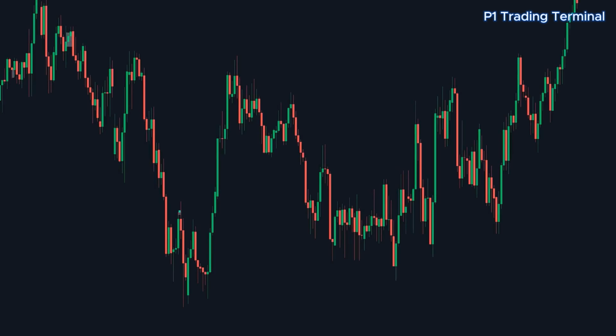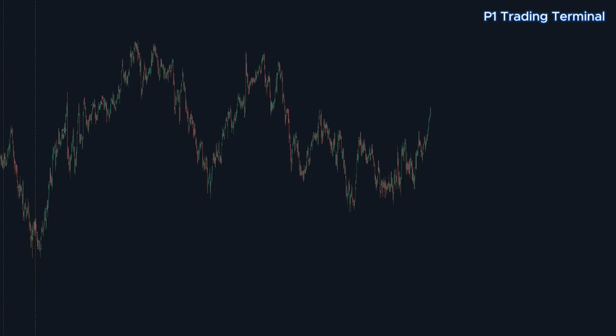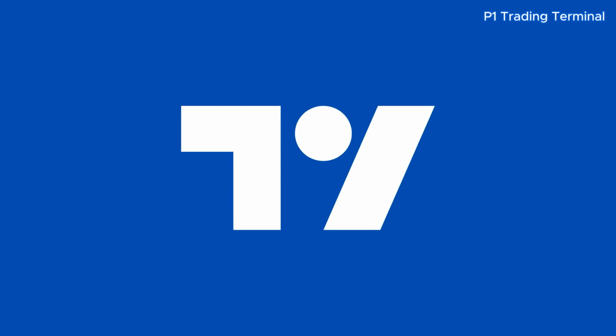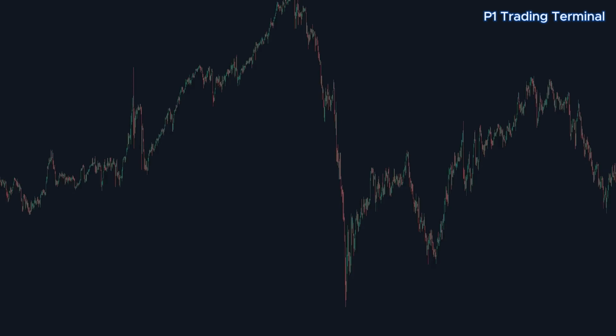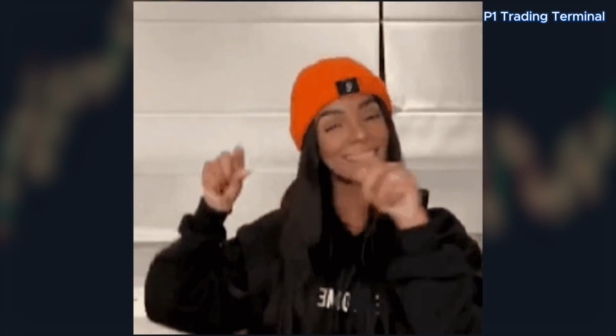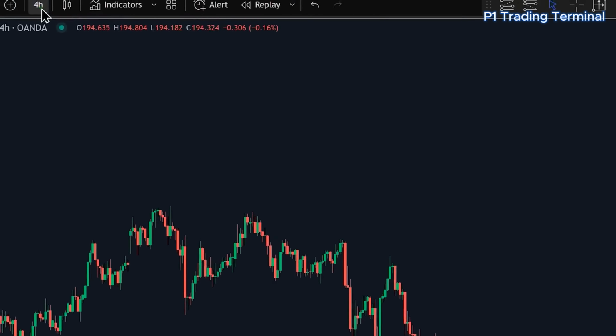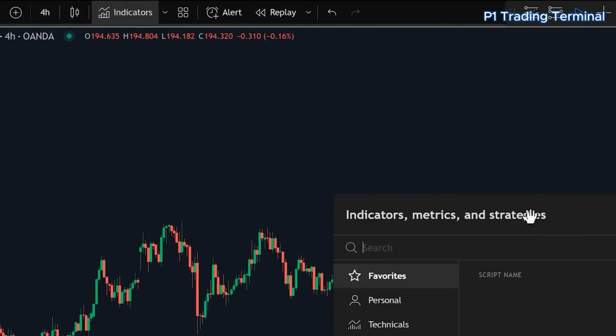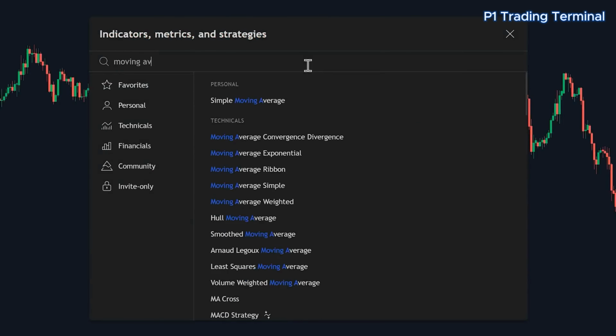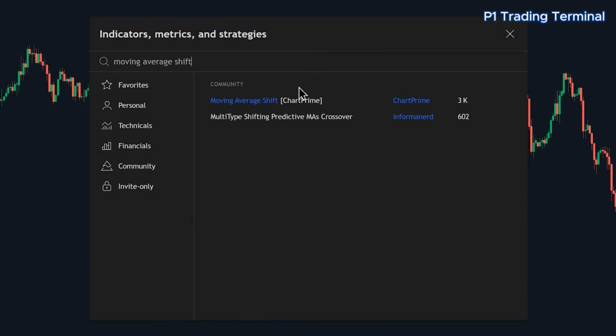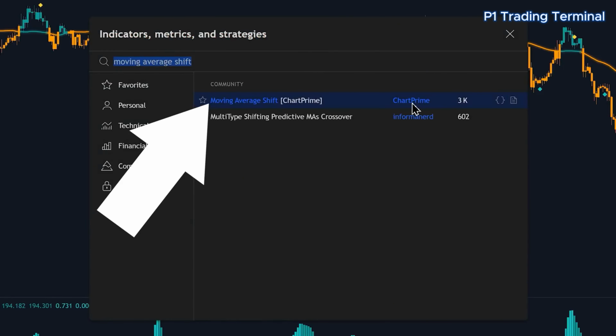To get started with this indicator, you first of all want to go to TradingView, the trading platform that I'm going to be using. If you need to sign up, there's going to be a link in the video description for you to do that. Next, you want to load any trading security that you like in any time frame. And then you want to click on indicators and type in moving average shift. And it's going to be this one by Chart Prime.